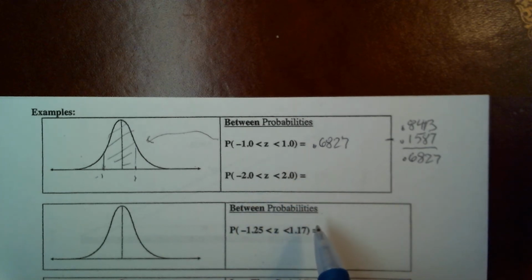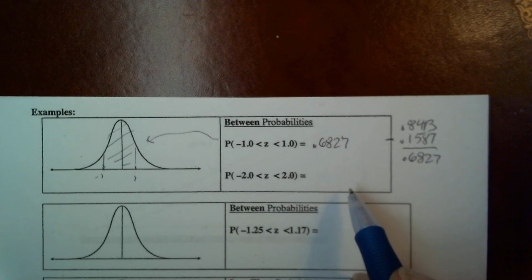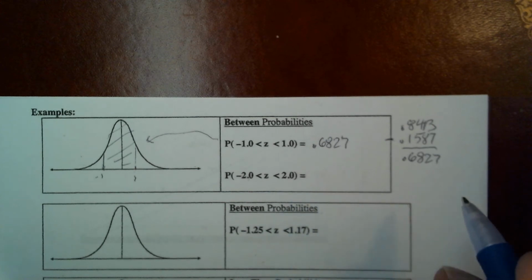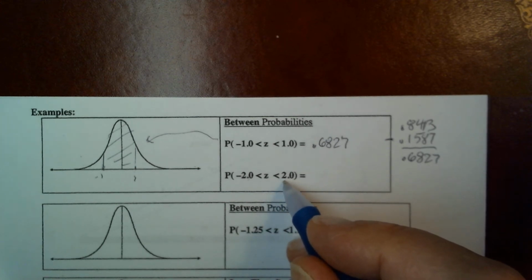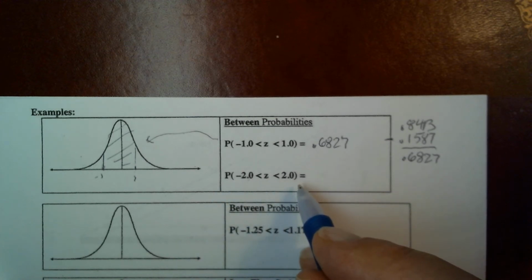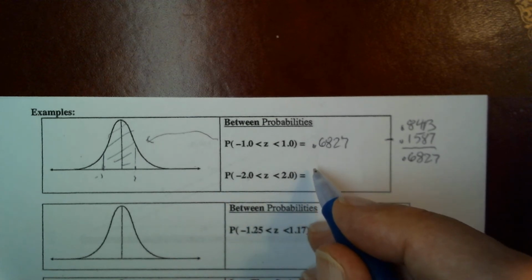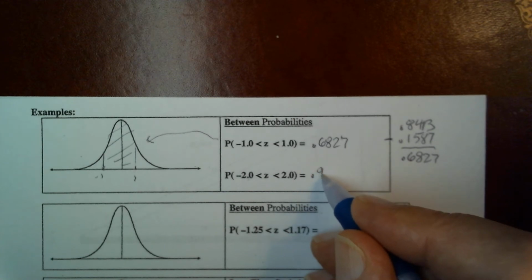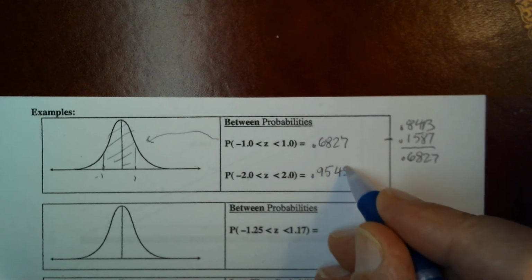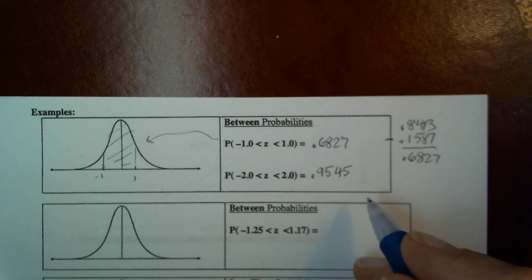And similarly, if we do a similar example for the probability of the z-score being between -2 and +2, look up the z-score for 2, look up the z-score for -2, subtract the smaller area from the larger area, and your answer should be 0.9545. Okay?